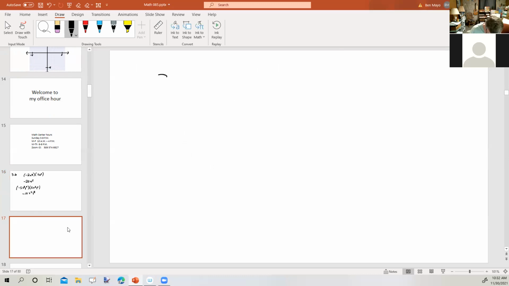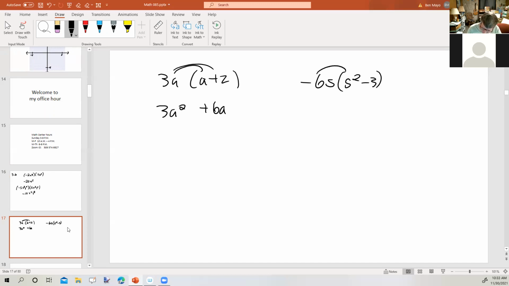Then let's say we've got 3a times a plus 2. So now we're taking a monomial times a binomial. Distributing, we get 3a squared plus 6a. Any questions there? All right. How about negative 6s times s squared minus 3. Distributing, we get negative 6s cubed plus 18s.